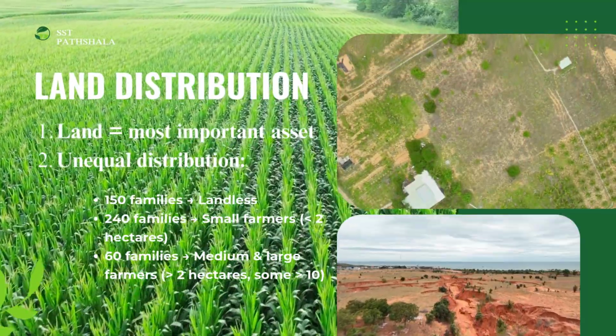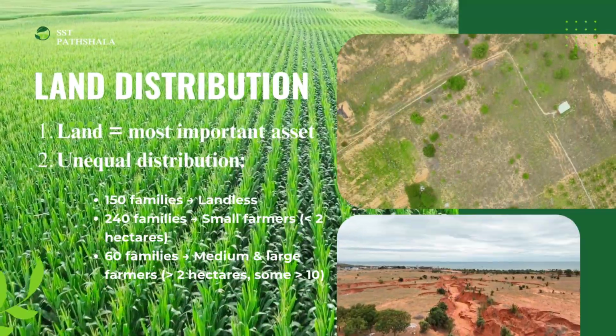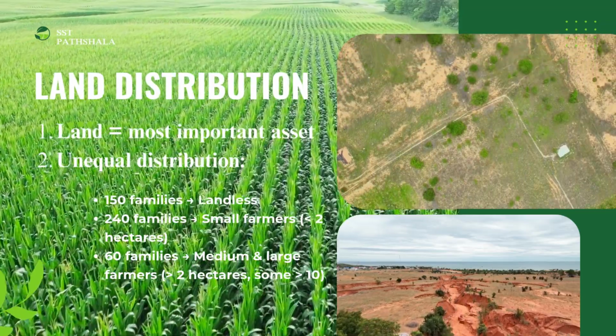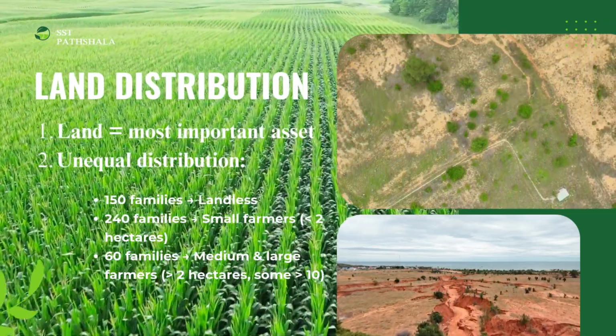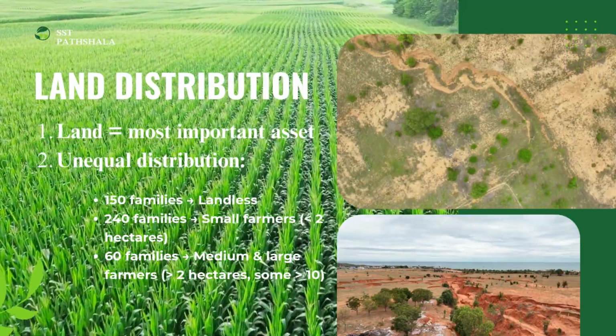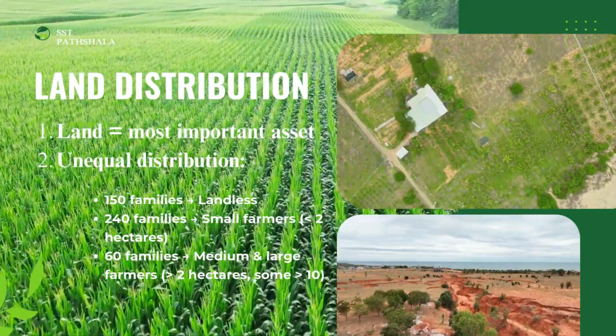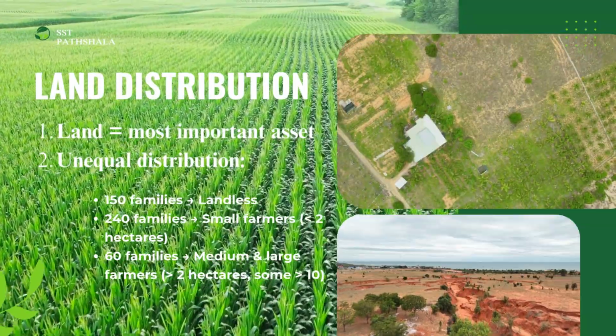Around 150 families, mostly Dalit, are landless. And second, 214 families have a small plot of land, less than 2 hectares. These farmers struggle to earn enough.